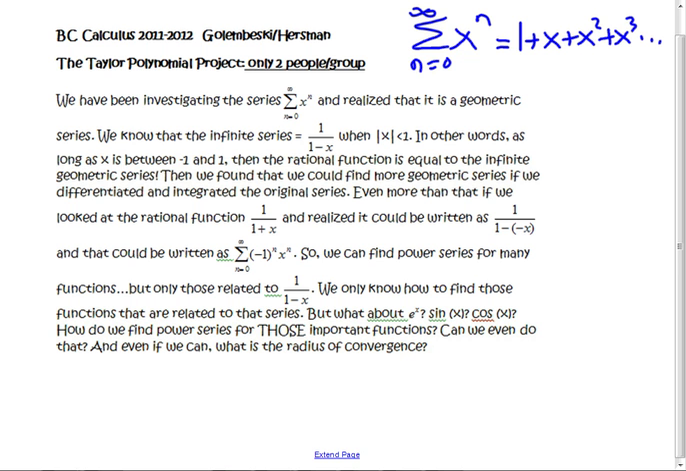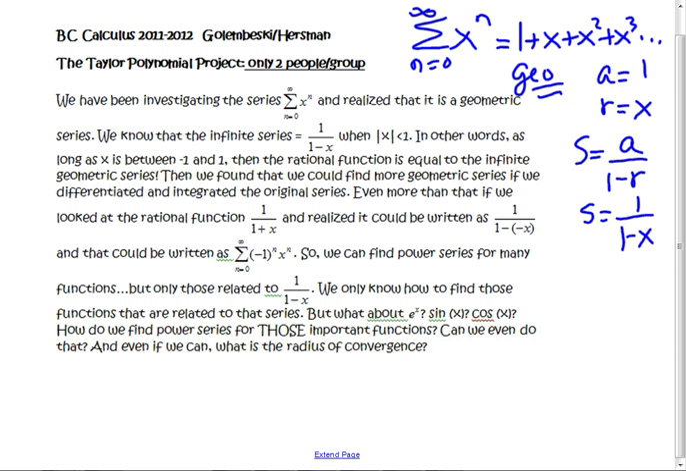What's special about this? It's geometric, okay? I even wrote it down there. It's geometric. What's a? 1. The common ratio is x, and so this sum is a over 1 minus r. So it's 1 over 1 minus x. Do you remember when I graphed that? I put this into the graphing calculator, and these two functions are only the same when x is between 1 and negative 1. Outside of that, it doesn't work. It doesn't converge. Remember that?